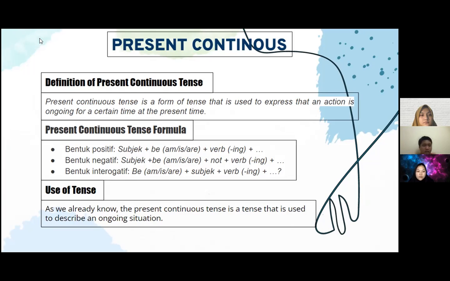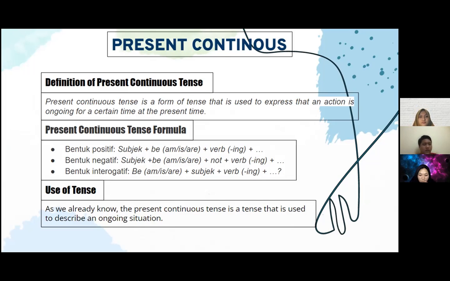Now I'm going to talk about present continuous tense. The first point, definition of present continuous tense. Present continuous tense is a form of tense that is used to express that an action is ongoing for a certain time at the present time.